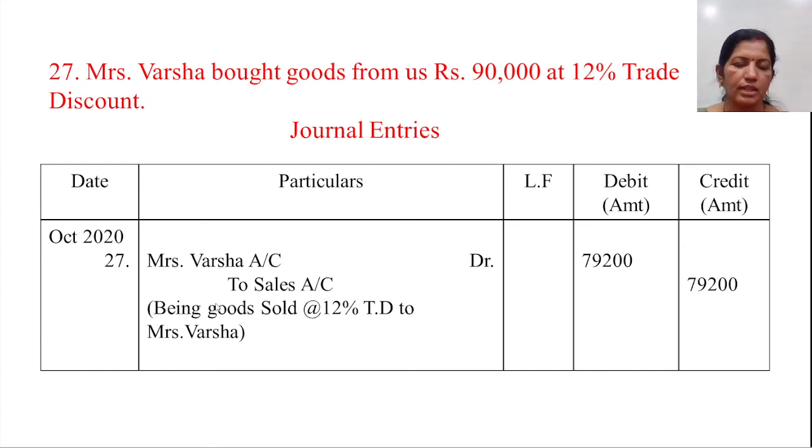Trade discount is never recorded in the books of accounts. Trade discount account is never set up in the books. Just reduce the value: from the selling price of 90,000, deduct 12%, and the figure is 79,200. And how to calculate the discount: strike off one zero for 10%, two zeros for 1%. Simple trick, 1% of 90,000 is 900. 900 into 12 is 108, so 12% of 90,000 is 10,800. 90,000 minus 10,800 is 79,200. Narration, being goods sold at 12% TD to Mrs. Varsha.